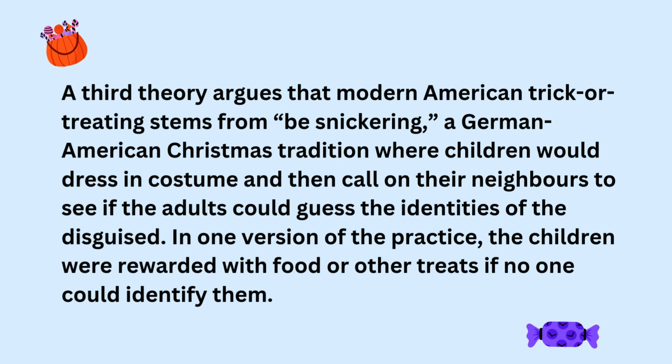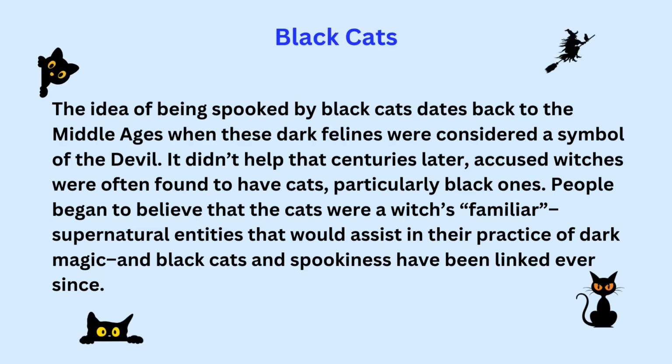A third theory argues that modern American trick-or-treating stems from belsnickeling, a German-American Christmas tradition where children would dress in costume and then call on their neighbors to see if the adults could guess the identities of the disguised. In one version of the practice, the children were rewarded with food or other treats if no one could identify them.